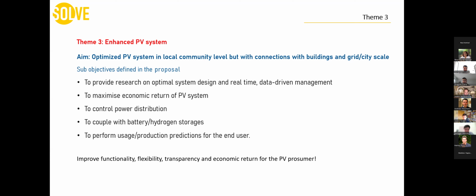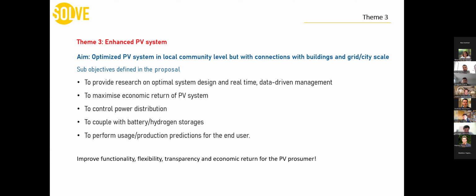Yes, so theme 3 is enhanced PV system. It's a stated aim of optimized PV systems at local community level with connections to buildings and grid city scale. So you could see it as sort of between the level of individual buildings up to the scale of entire cities. So it bridges the gap between that, the communities.